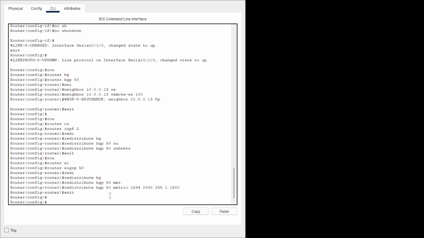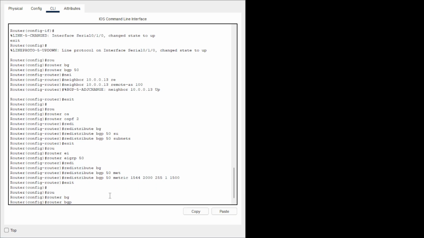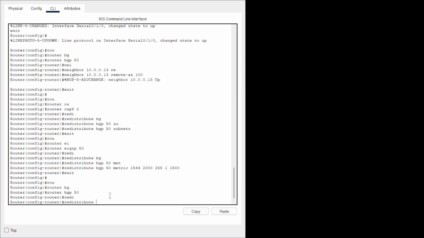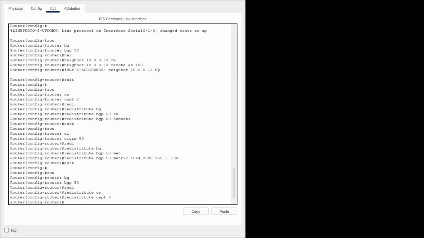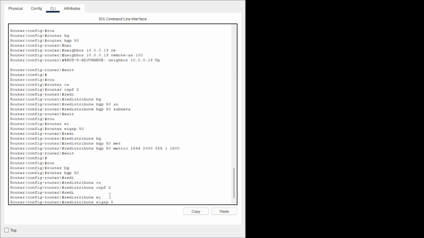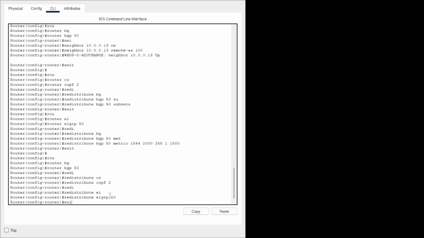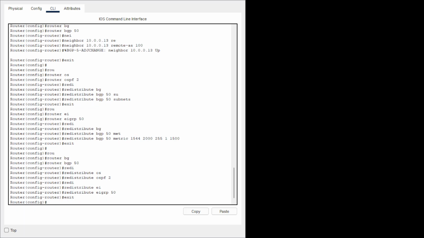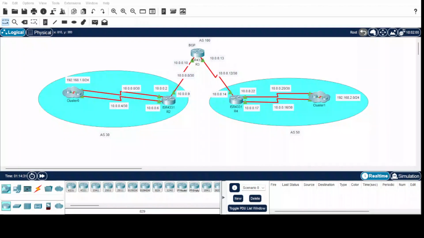and the router BGP ASN number 50, redistribute OSPF process ID 2, redistribute the EIGRP ASN number 50. So here at the edge router of cluster 1 also I have done the exchange of routing information among the routing protocols.